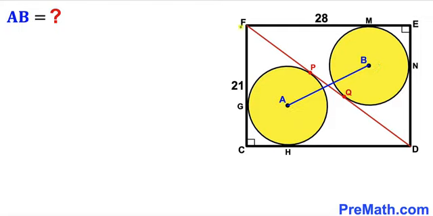And furthermore, this side length of this rectangle, CF, is 21 units, whereas this side length EF is 28, and M, N, H and G are the points of tangency as well. And now our task is to find the distance between these two centers A and B. In other words, we need to find the length AB.